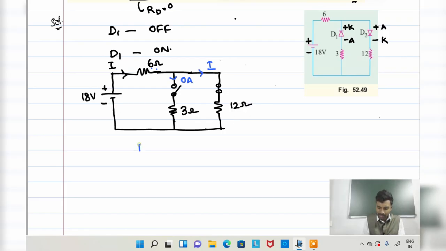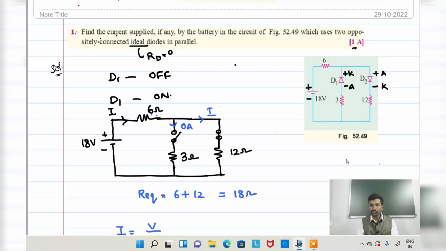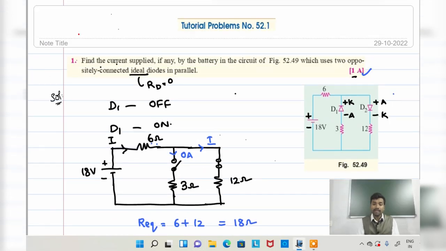So once it is a series combination, R equivalent is equal to 6 plus 12, that is equal to 18 ohms. Once you have the 18 ohms resistance, by Ohm's law, I is equal to V by R equivalent. So V is 18 and R is 18, that is equal to 1 ampere. So what is the answer? We have already mentioned the answer, 1 ampere. This is the solution for problem number 1.